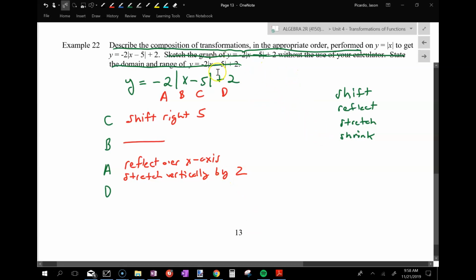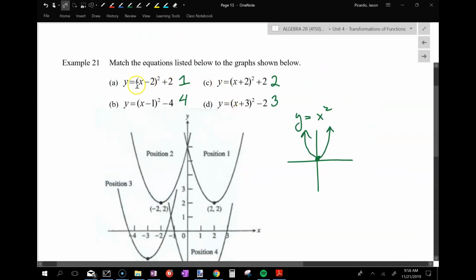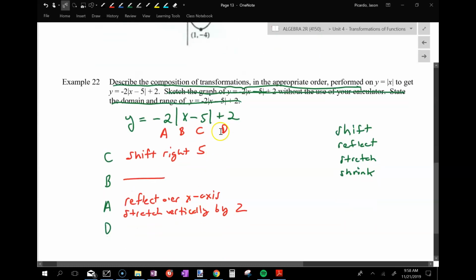And my D value is what? +2, right? Give me a word. Use these words. I heard stretch. I heard shift. What do I do when I have one of these? Well, what did I do over here, Johnny? You said shift right 2 and shift up 2, right? So this one is going to shift up 2.